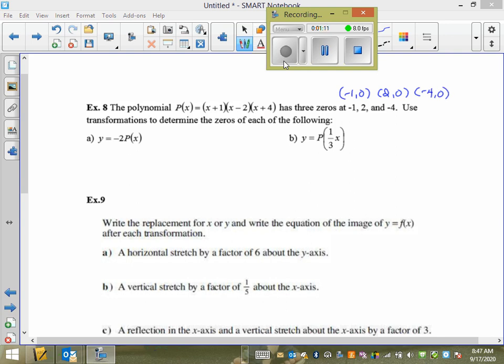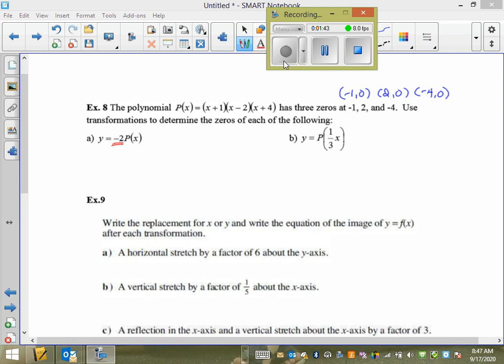Use transformations to determine the zeros of each of the following. So we're going to affect coordinates. And when we affect coordinates, we use mapping. We're going to talk about the transformations first. Stretch and reflection. And it's a what stretch? Yes, it's a vertical stretch.